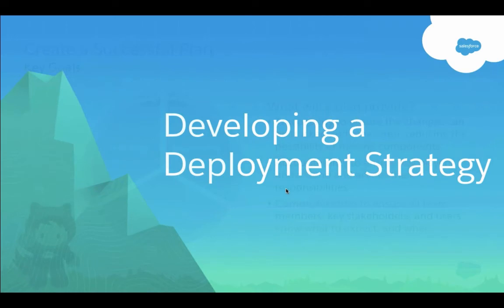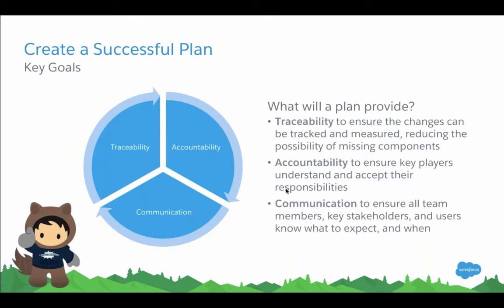So if we need to develop a deployment plan, let's talk about how we're going to do that. What's our strategy? A deployment plan will provide three key items. First, it will provide traceability to ensure that the changes you're making can be tracked and measured, which will reduce the possibility of missing components and deployment failures. Accountability will ensure that key players understand and accept their responsibilities. And communication will ensure everyone, all team members, key stakeholders, end users, executive level, knows what to expect, when am I getting my awesome new functionality, and when they can expect it.